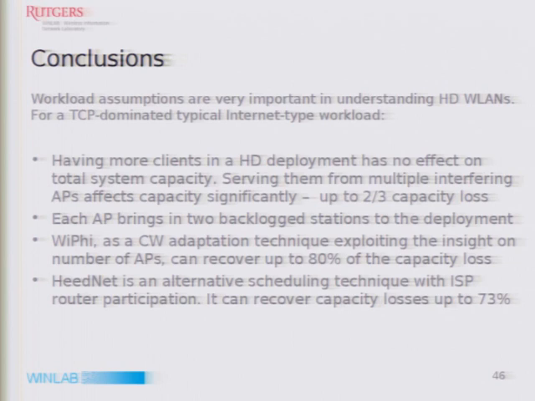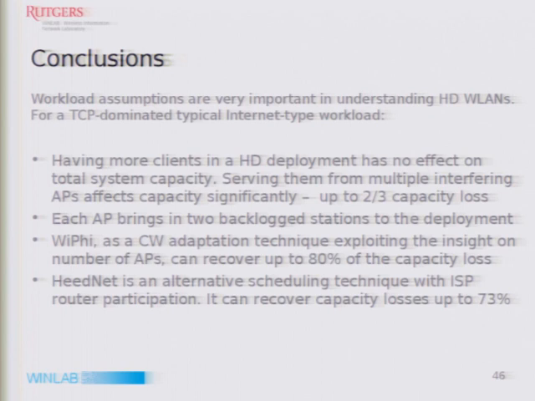For our take, a TCP-dominated internet-type workload, which is typical today, we've seen that having more clients in a high-density setting doesn't necessarily mean that your system capacity is going down. Versus serving the same number of clients with more access points, which is actually creating your trouble. We've seen, in our cases, up to 2/3 of the capacity being lost because of the increased collisions and uncontrolled collisions if you don't do anything.